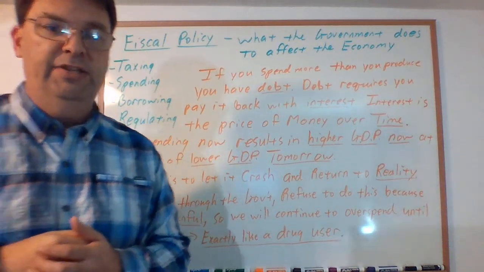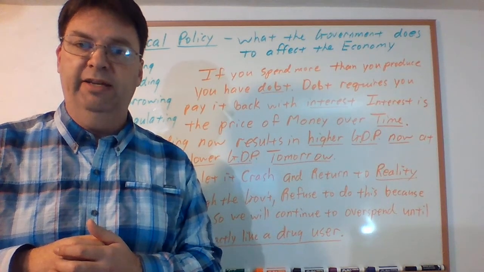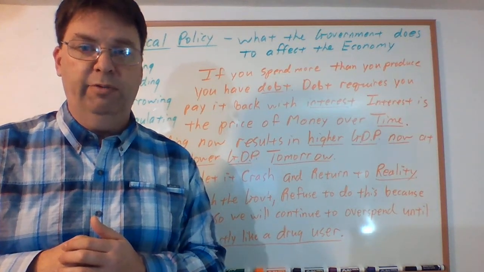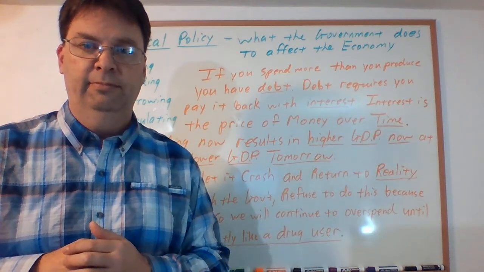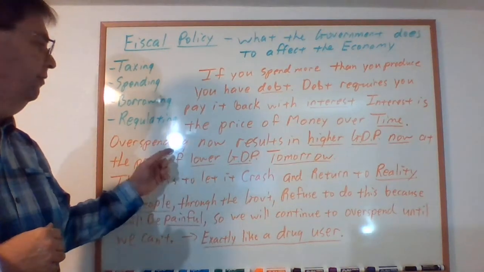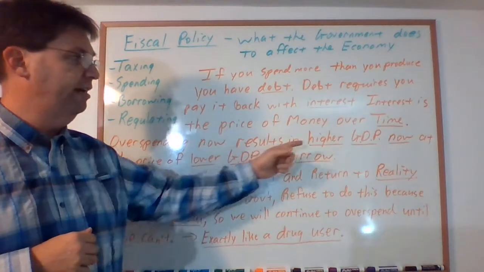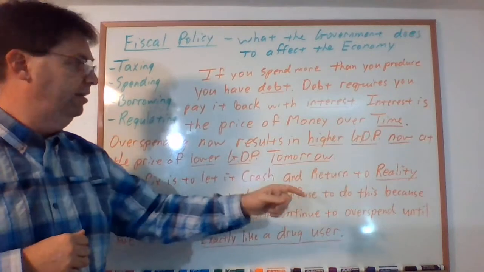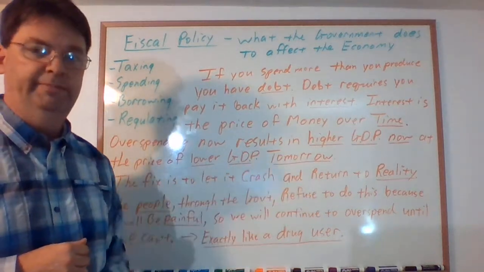All right? So this is the problem with spending. If you spend what you make now, things balance. But if you spend more than what you make, then you're going to have less in the future. Okay? All right. So overspending now results in higher GDP now. Okay? At the price of lower GDP tomorrow.